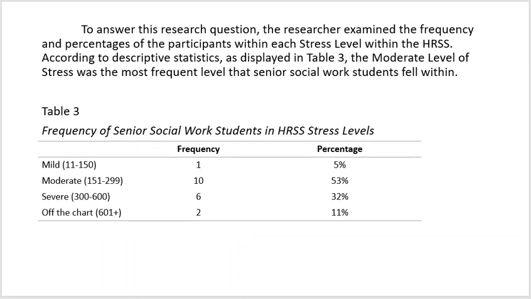Then I would continue to write, stating, to answer this research question, the researcher examined the frequency and percentage of participants within each stress level within the Holmes and Rahe stress scale. According to descriptive statistics, a table as displayed in Table 3, the moderate level of stress was the most frequent level that senior social work students fell within. So Table 3 then describes the frequency of senior social work students in the Holmes and Rahe stress level scales.